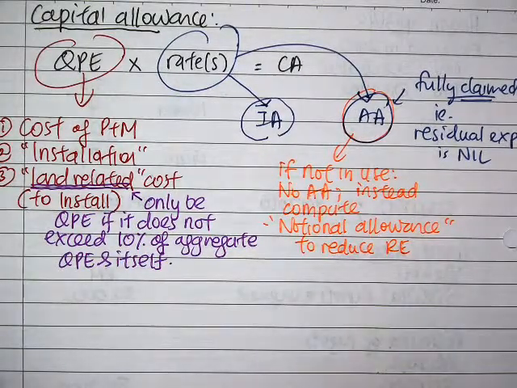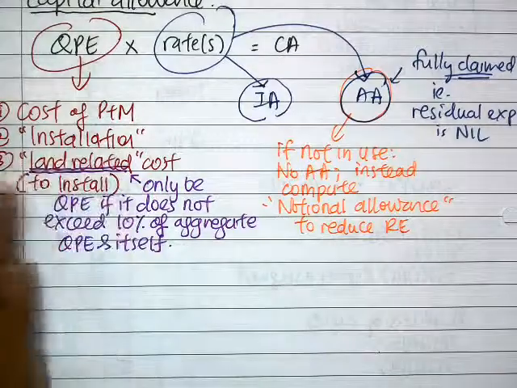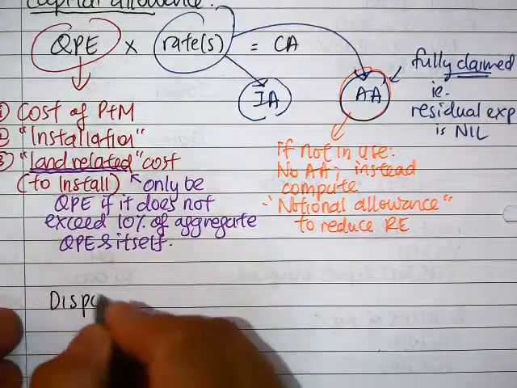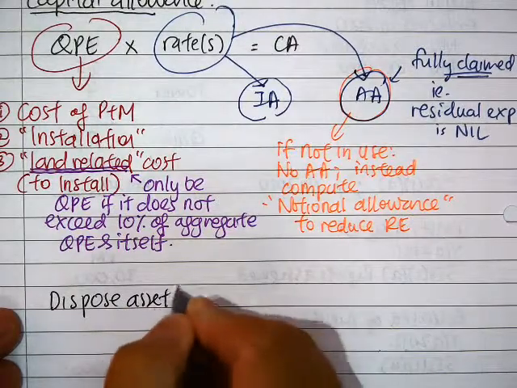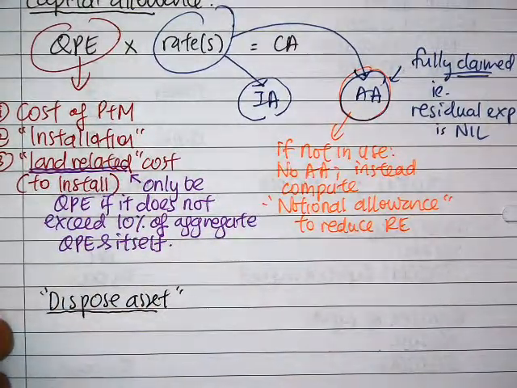Okay. Now, so this is what we normally do for your fixed asset to calculate the CA. You must work out the figure and then you claim the allowance. Alright? Now then you dispose your asset. Okay? You dispose your asset.